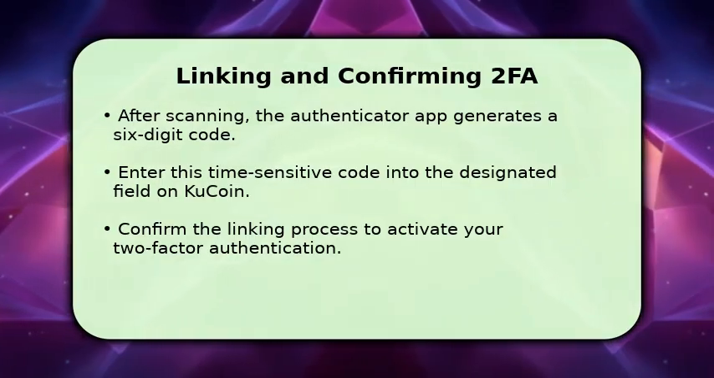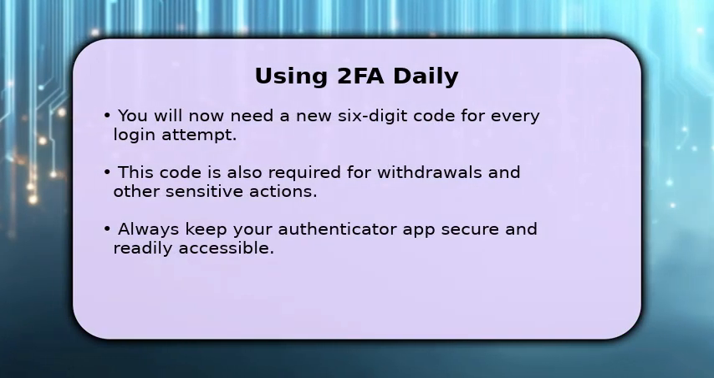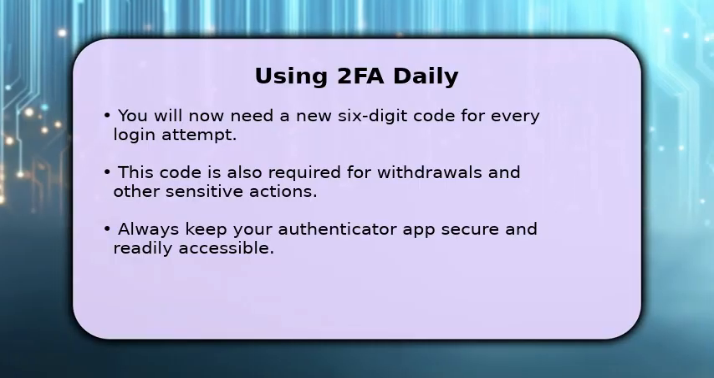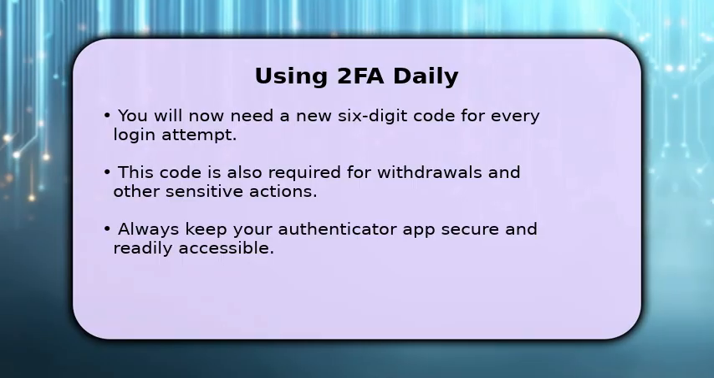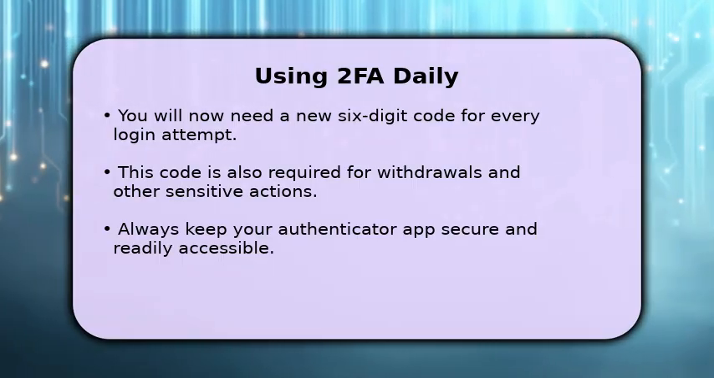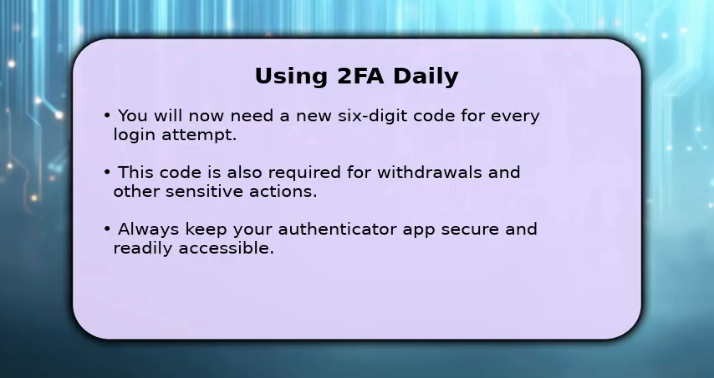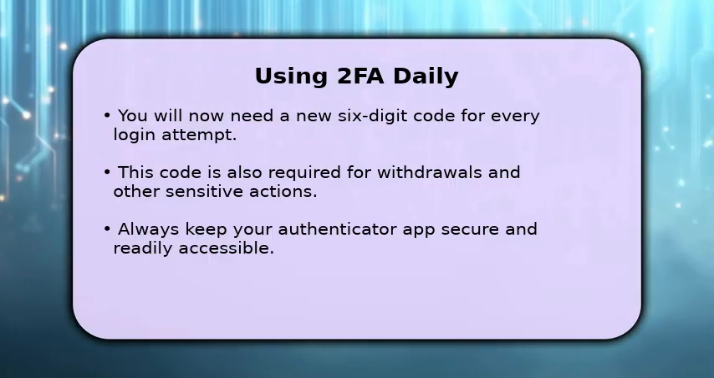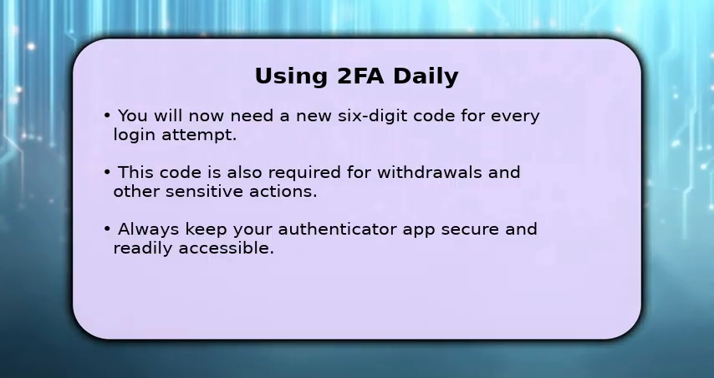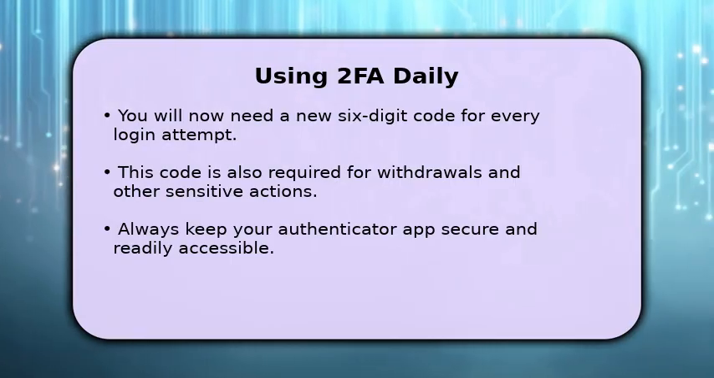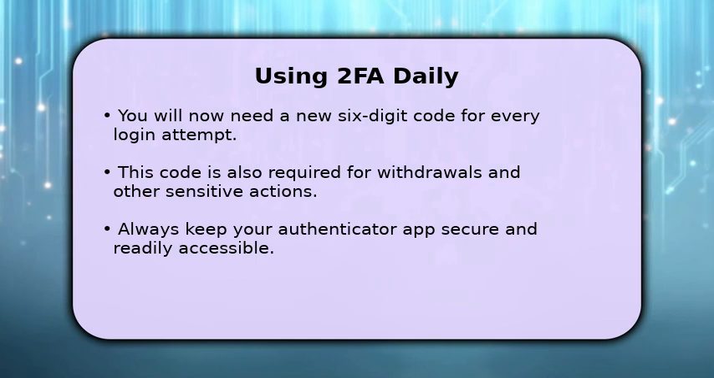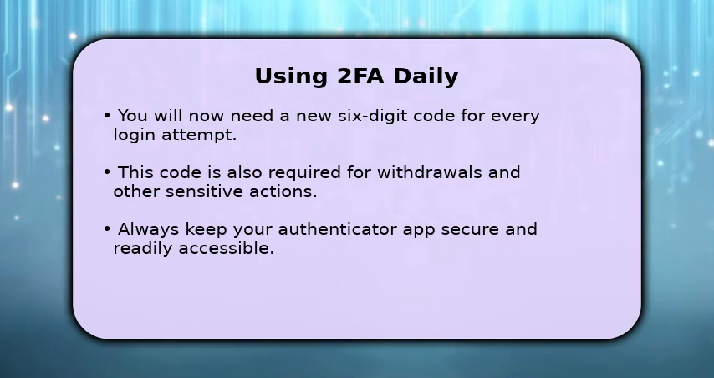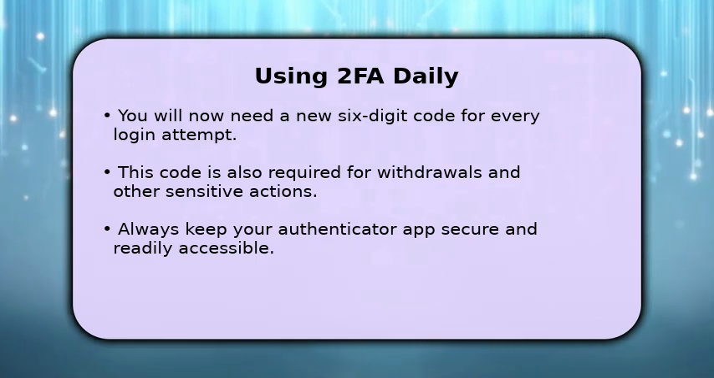your account. With two-factor authentication now active, you will be prompted to enter a new 6-digit code from your Authenticator app each time you log into your KuCoin account. This extra step significantly enhances your account's security. Furthermore, this code will also be required for critical actions, such as initiating cryptocurrency withdrawals or changing important security settings, providing robust protection for your assets.